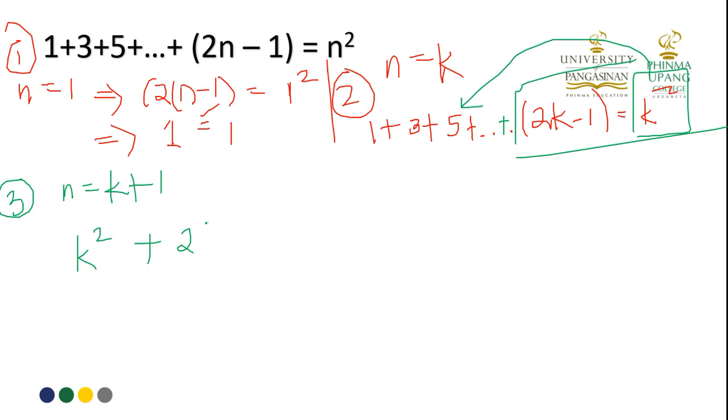Tapos, 2k plus 1 minus 1. Nagets nyo yan? Tapos, k plus 1. Yan. Nasundan nyo yan? Ayan. Kasi yung k squared, di ba? Mayroon tayong yung k, so magiging k plus 1. Huwag mong kalimutan yung squared. Tama?